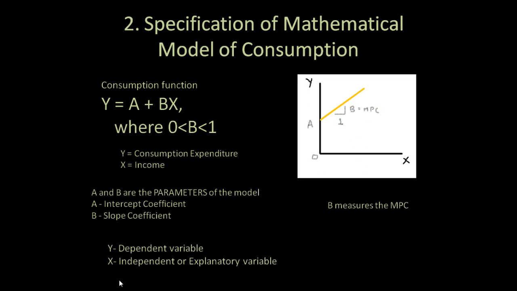Please note here that x is the independent or the explanatory variable and y is the dependent variable. This is so because first we would get the income, which is an independent variable, and depending on that the person would spend on consumption. So y would be a dependent variable.